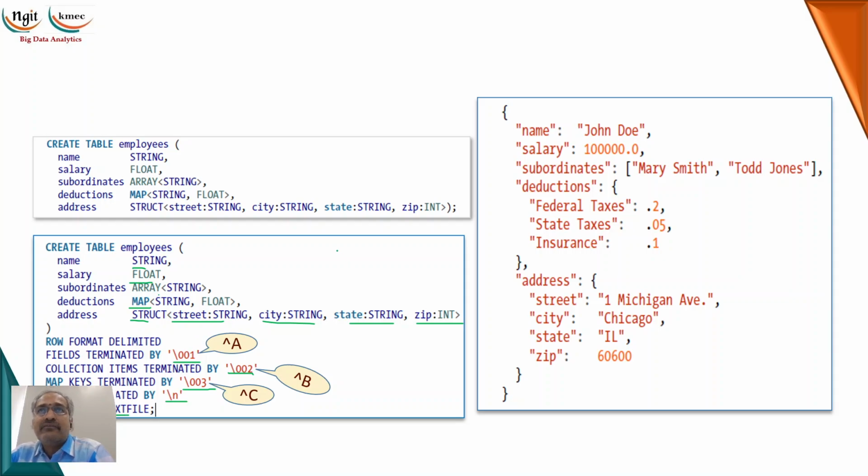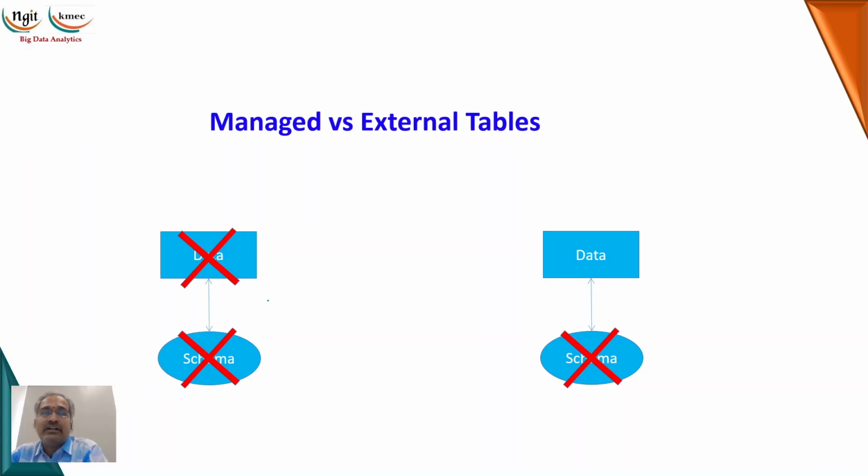You can give the dataset like this. Okay, now we have to understand the difference between the managed table and external tables. A managed table means you can create a table for the existing data. But if you drop the table, that means the schema, if you drop the schema, the data will also be automatically deleted. That is called the managed table.